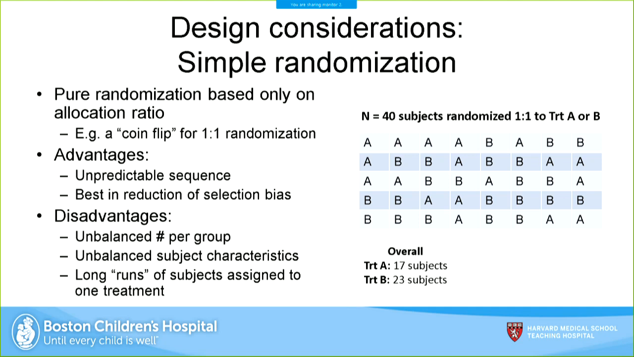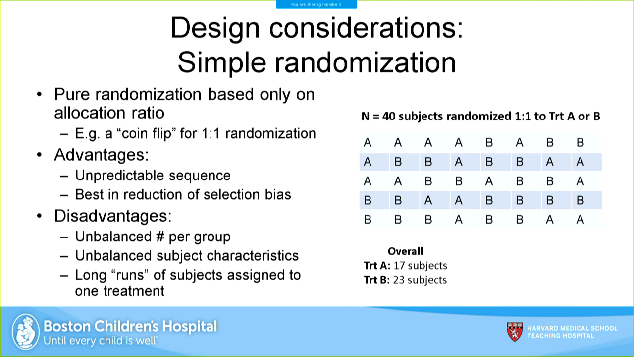So on the right, I've just given a series of randomized allocations for 2 treatments, treatment A and B, to 40 subjects, and generated this random string. And at the end, there were 17 subjects assigned to treatment A and 23 subjects assigned to treatment B. It's random. You're not going to get exact balance between the treatment groups every time.